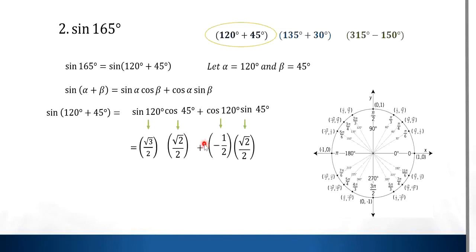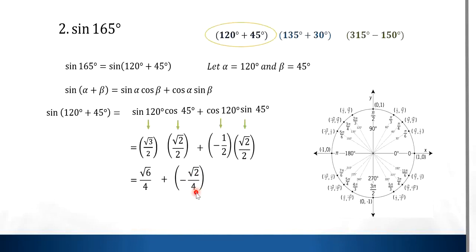And after this one, we can now simplify square root of 3 times square root of 2, that is equal to square root of 6. And then 2 times 2, that is equal to 4. So, the final answer now is square root of 6 over 4. Copy the plus sign and negative 1 half times square root of 2 over 2, that is equal to negative square root of 2 over 4.